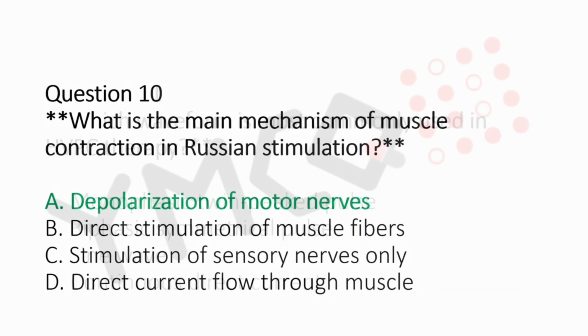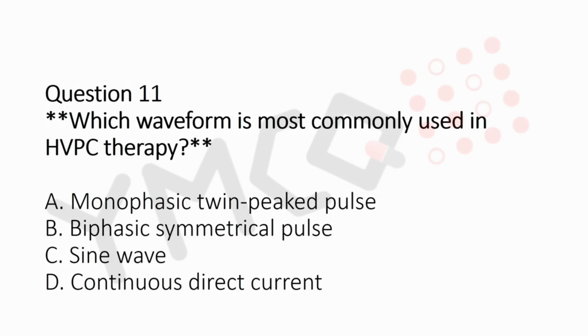Now let's move to question number 11. Which waveform is most commonly used in HVPC therapy? Option A, monophasic twin peaked pulse. Option B, biphasic symmetrical pulse. Option C, sine wave. Option D, continuous direct current. And the answer is option A, monophasic twin peaked pulse.